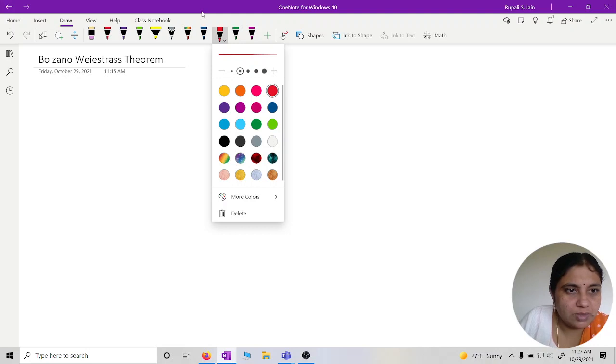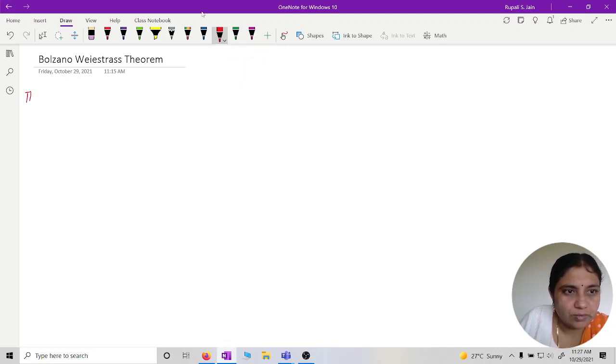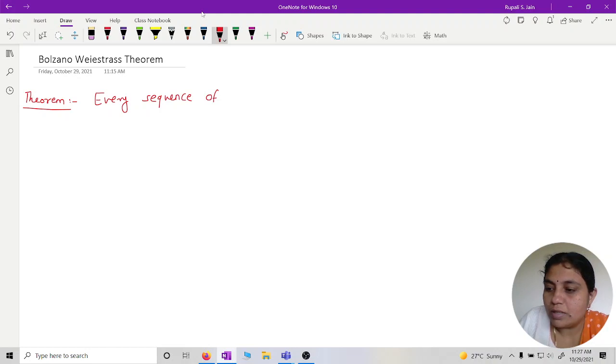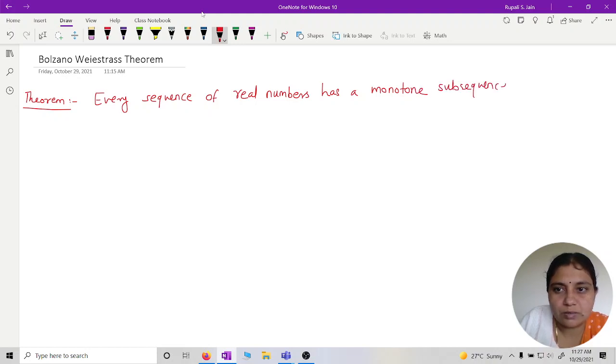Let me write the statement first. This is not the Bolzano-Weierstrass theorem, but I am writing a theorem which will be useful while proving it. Every sequence of real numbers has a monotone subsequence. We have to prove every sequence of real numbers has a monotone subsequence.